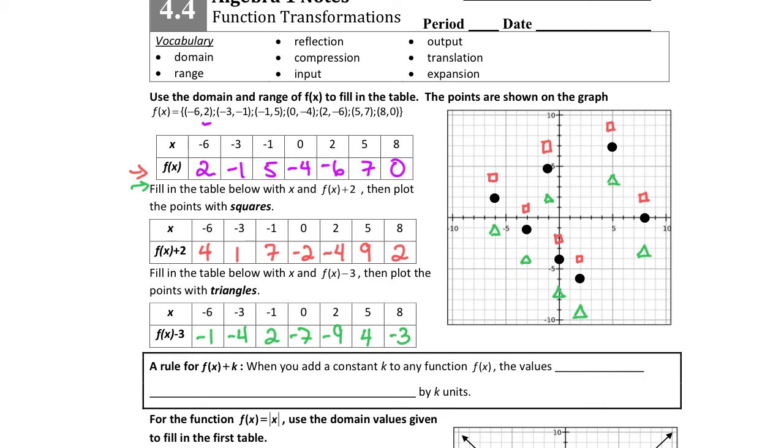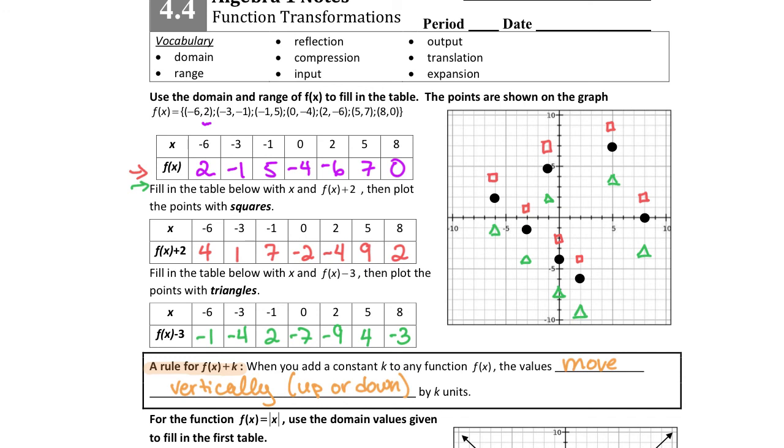And then hopefully you're noticing a pattern here: if the black dot is my original point, all of the squares are exactly 2 units higher than my original value. All of the triangles are exactly 3 units lower than my original value. So we can actually make a rule here, for any time we add a positive or negative value. When you add a constant k to a function, the values move vertically up or down by k units. So just be aware that if k is positive, then we would shift up.